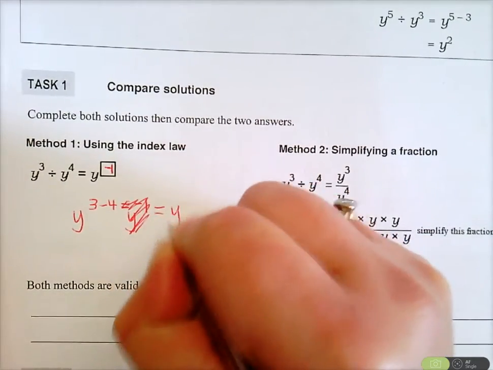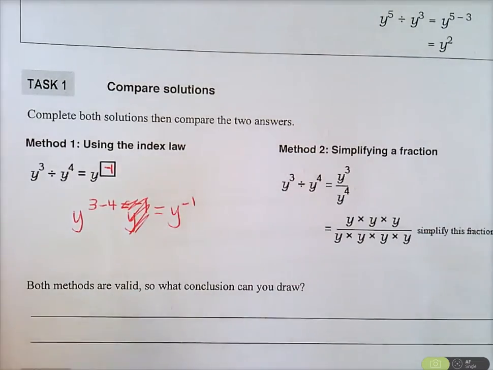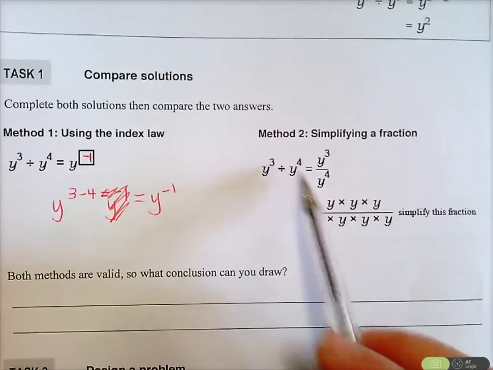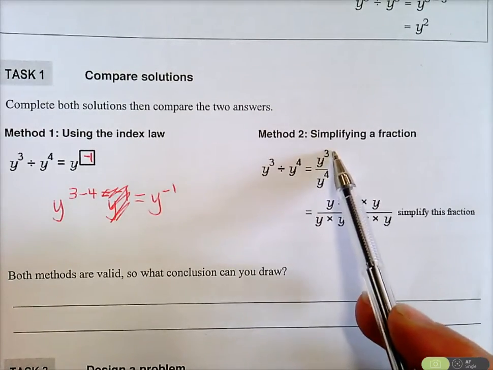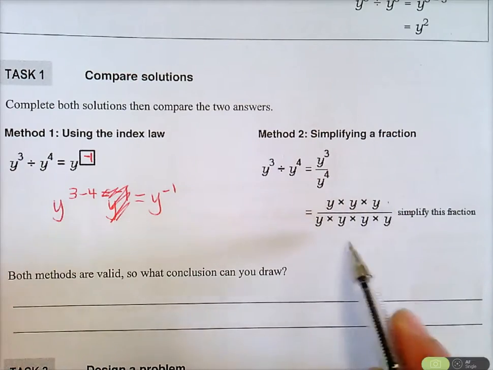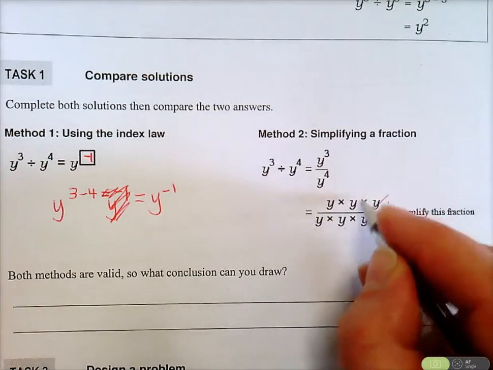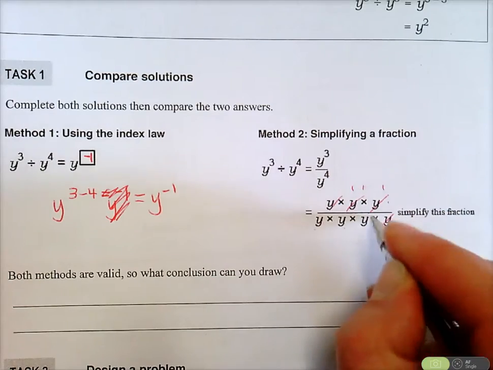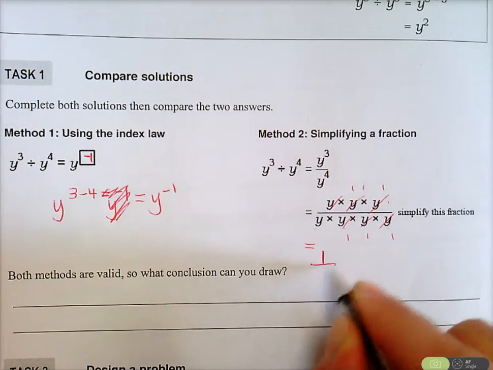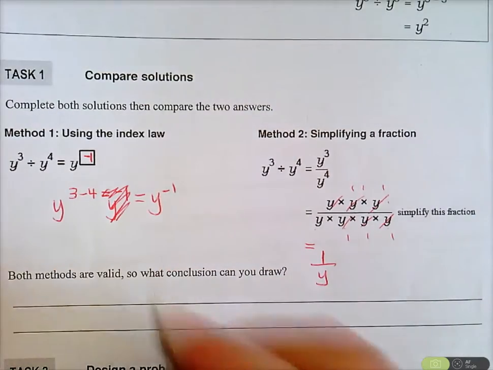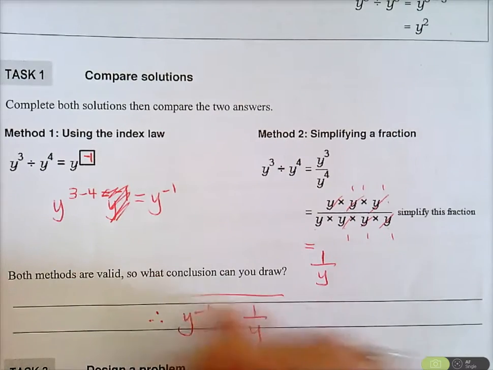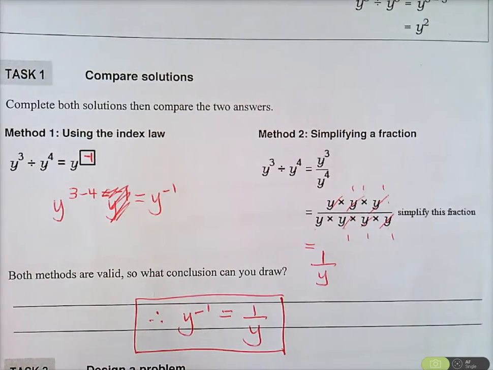Now, we're doing another method for the same type of question. Y cubed divided by y to the power of 4 is y cubed over y to the power of 4, which is y times y times y over that 4 times. I can cross out 3 of them with 3, and what do I get? 1 over y. So we can see, therefore we can say that y to the power of -1 equals 1 over y. It's just another way of proving it.